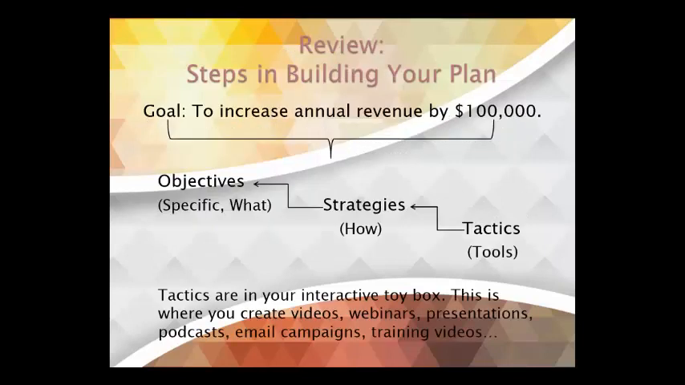Just quickly, I want to give you the steps in building your plan. First is creating a goal, and we've done that. We did extensive research, and our goal is to increase annual revenue by $100,000. From here, we'll create our objectives, which are specifically what we're going to do to reach that goal. We'll look at our strategies, which is how we'll obtain our objectives, and then we'll look at our tactics.